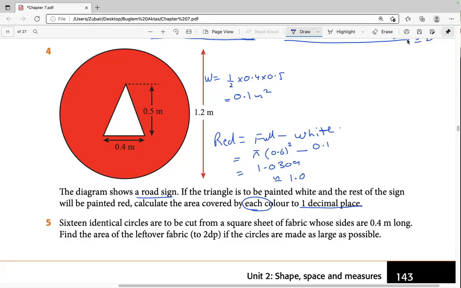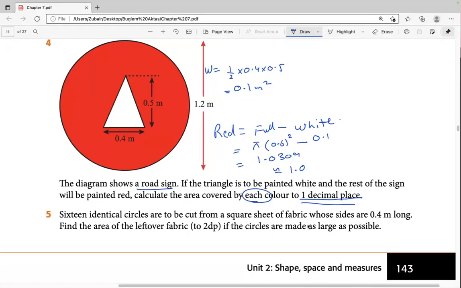So just one. But we have to write 1.0, right? Yeah, we have to write that to show that to one decimal place it is 1.0, to show the examiner that we have not skipped the instructions.